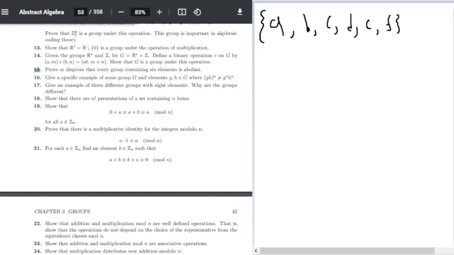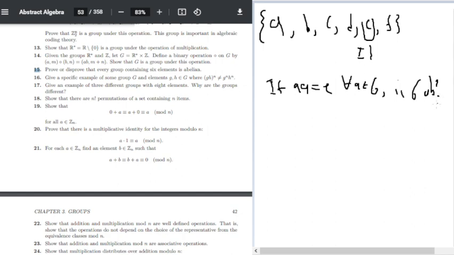No, because you could have a group of order 6. I'm trying to think of a cleverer way than just brute forcing it. So let's have E be our identity. I'm wondering, first of all, if A equals E for all A in a group G, is G abelian? Let's think about it. A, B. No, I don't think I can prove that.